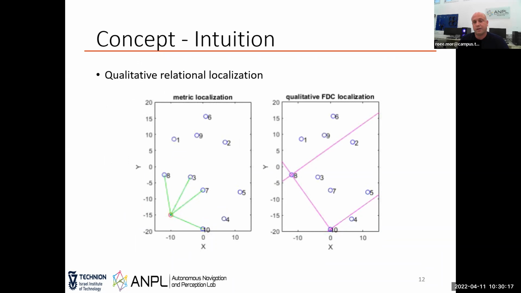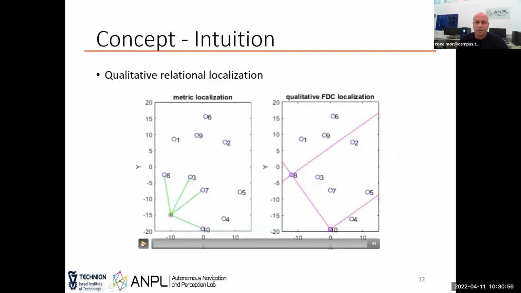I just want to show you how qualitative localization looks. On the left side, the red circle is a camera, and it currently measures 4 landmarks. It only sees these 4 landmarks. The left side is metric localization. We can infer the localization of the camera metrically, and that's it. On the right side, we are using the double cross partition. And then the camera is in this qualitative state, between 10 and 8, and on the left side of them.